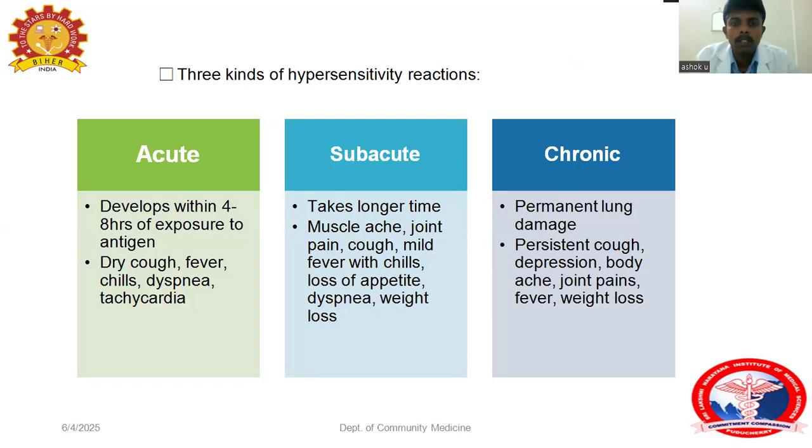There are three kinds of hypersensitivity reactions: acute, subacute, and chronic. Acute develops within 4 to 8 hours of exposure to the antigen and is characterized by dry cough, fever and chills, dyspnea, and tachycardia. Subacute takes a longer time and is characterized by muscle ache, joint pain, cough, mild fever with chills, loss of appetite, dyspnea, and weight loss. The chronic condition is characterized by permanent lung damage and persistent cough, depression, body ache, joint pains, fever, and weight loss.